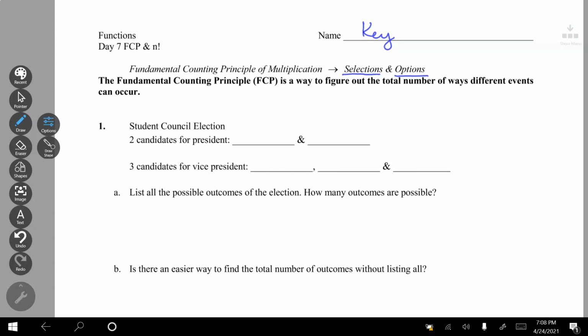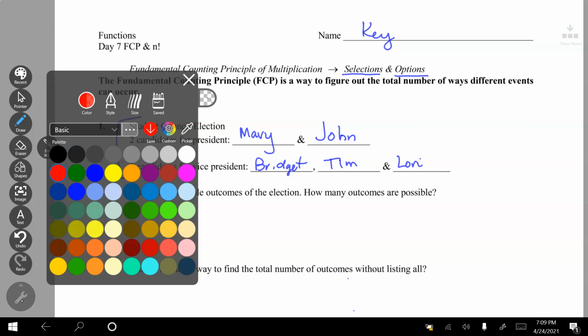So for student council, we have to elect a president and a vice president, and our options are, I'm just going to make up names, Mary and John and Bridget, Tim and Lori. So what are the possible outcomes of this election?